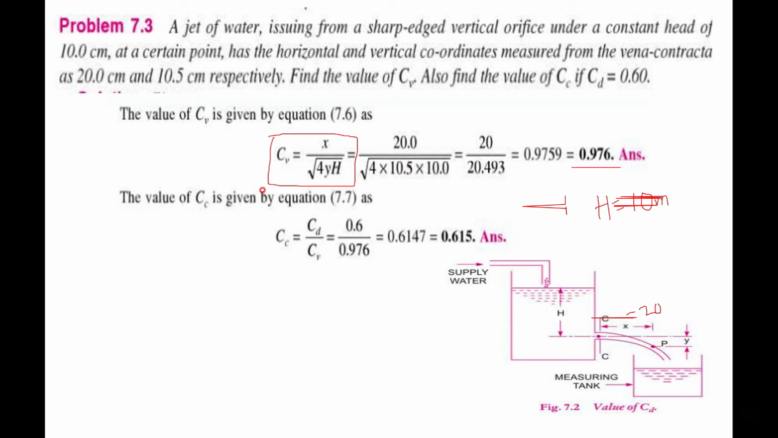Then once we get the CV value, as we know, the formula for CD is what? CD is CC into CV. So this is the formula. Substitute the values here, then finally you get the value of CC.